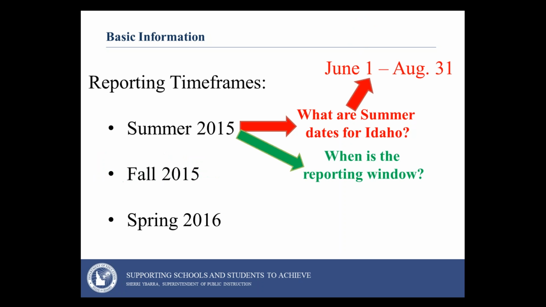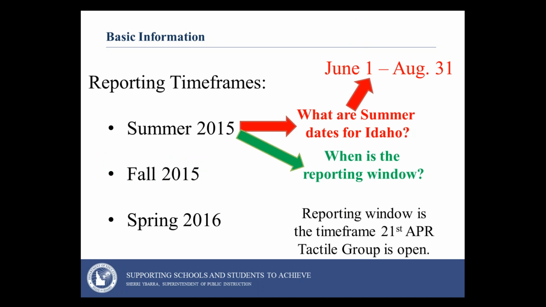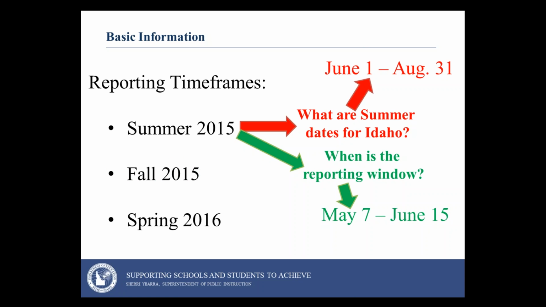And what is your window for reporting? Well, your reporting window is the time frame that the 21st APR Tactile group is open. So this allows you to come in and enter that information for that time frame. So for summer 2015, the window is open from May 7th to June 15th. And on that, you'll be reporting for the dates between June 1st to August 31st, those summer dates. If you do not host a summer program, then you don't have to worry about that section. There's nothing to report.